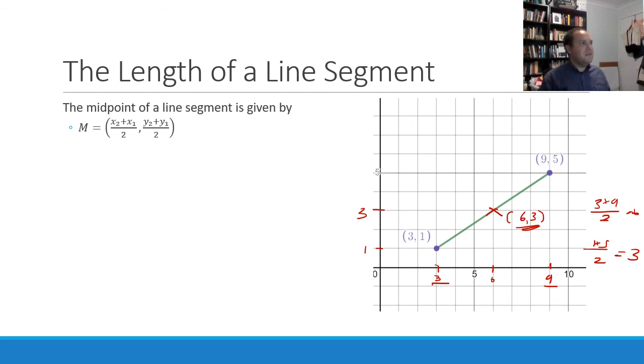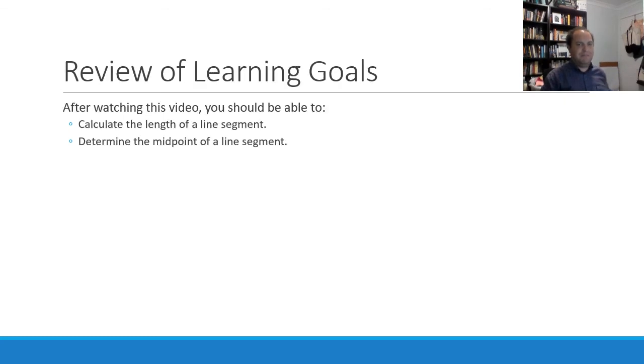So the midpoint of a line segment is given by, for the x coordinate, the average of your x values. For your y value of your midpoint, it's the average of your y values. And that average should get you the middle every single time. Alright, so after watching this video, you should be able to calculate the length of a line segment and also determine the midpoint of a line segment.